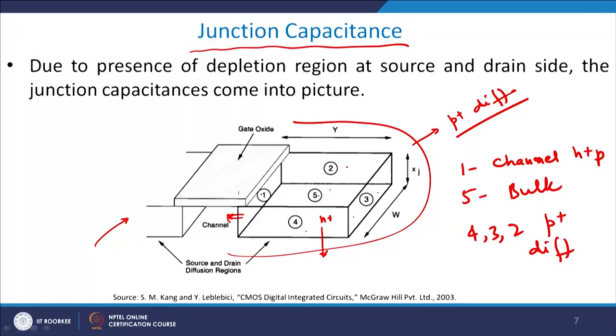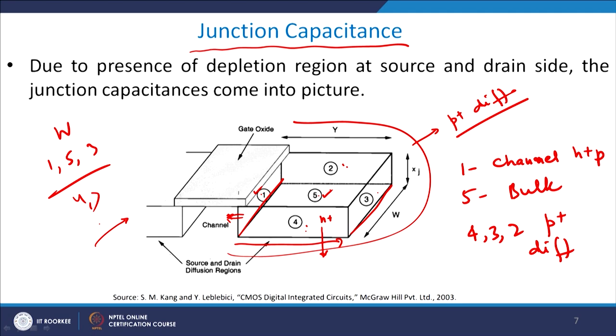So if, for example, you make your W large, who will get affected? 5 will get affected, because W into this distance is basically 5. If you increase W, it also influences 1. So 1 will get affected, 5 will get affected. But prima facie, it looks like 4 and 2 will not get affected, 3 will get affected. So if you change W, 1, 5 and 3 will get affected. If you change L, as the name suggests, 4 and 3 get affected.